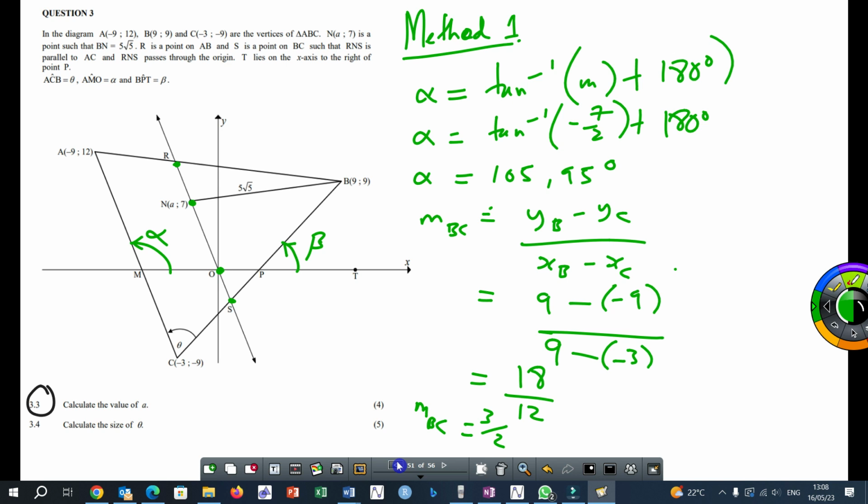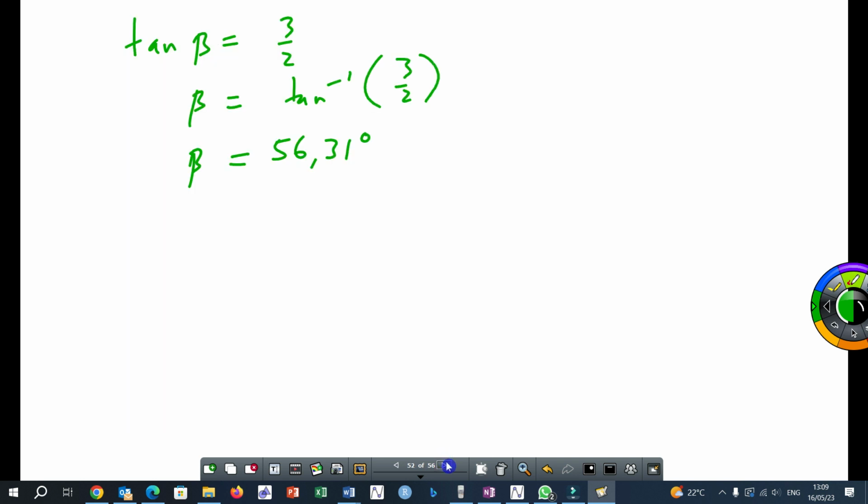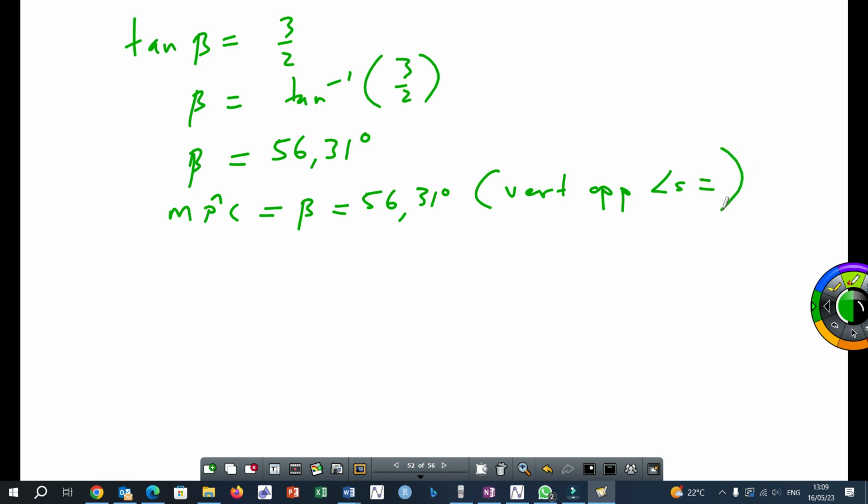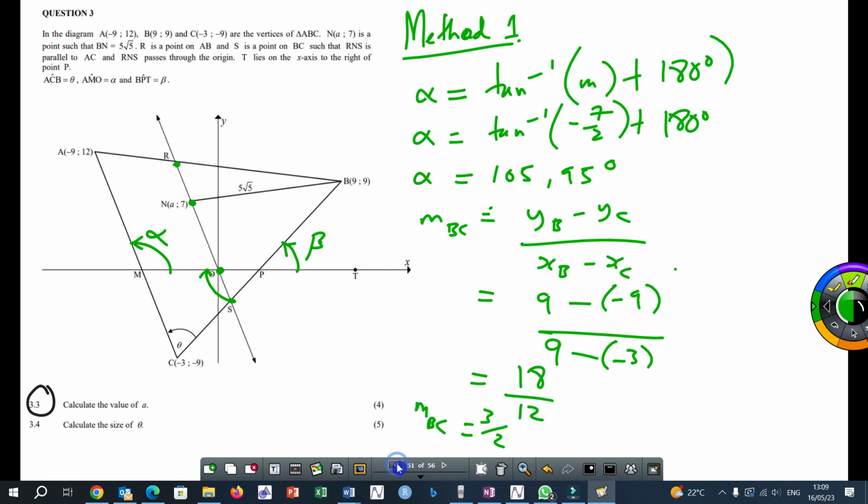Okay? Now if I wanna get theta, okay, we can use the exterior angle of a triangle. So this angle here is also equal to beta. So I can say MPC is equal to beta. So here I'll write MPC is equal to beta, and both are equal to 56,31 degrees. Then I'll write opposite angles equal. Okay? Once I've done that, I'm smiling.